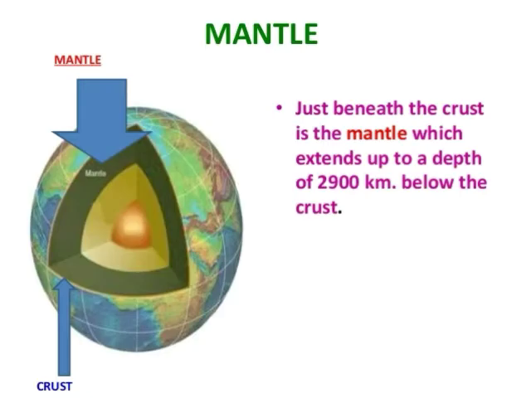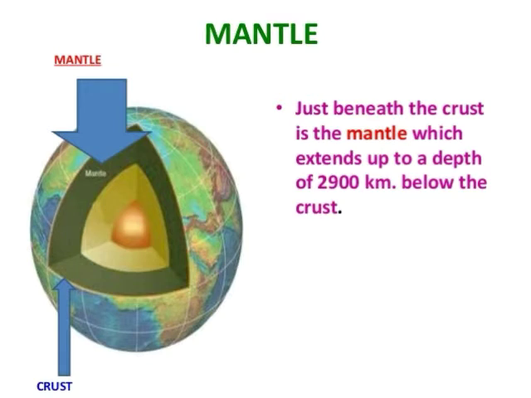Okay. Now we will discuss the second layer of the earth, that is mantle. Mantle extends up to a depth of 2,900 kilometers below the crust. You understand that the topmost layer is crust, below this is mantle. Okay, and its width is 2,900 kilometers.